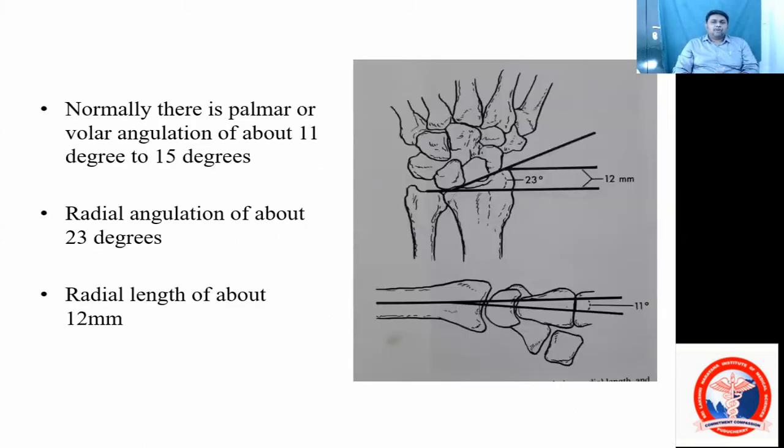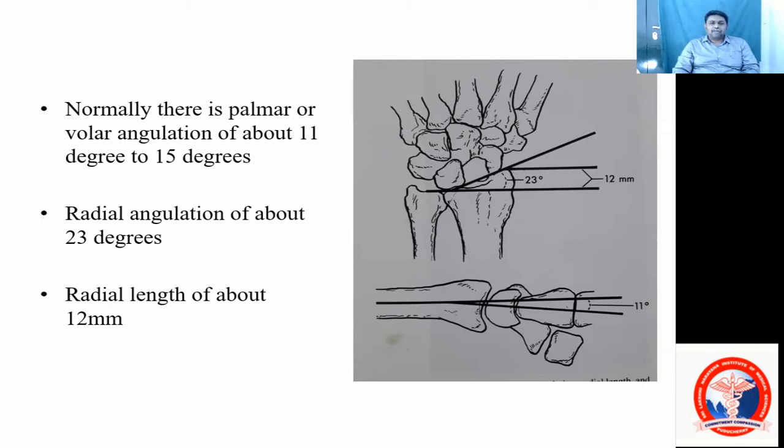In radiology, what are the normal angles which you can see in the wrist joint? The normal volar angulation is always about 11 to 12 degrees in the lateral view of the X-ray. You can see it if you draw a line along the shaft of the radius, which passes through the wrist joint and the carpal bones, and another line along the distal radius articular surface. It makes an angle of about 11 to 12 degrees of volar angulation.